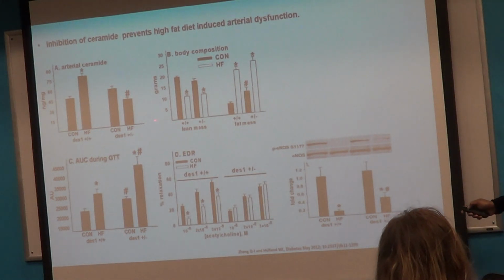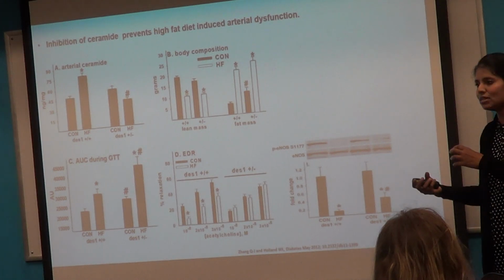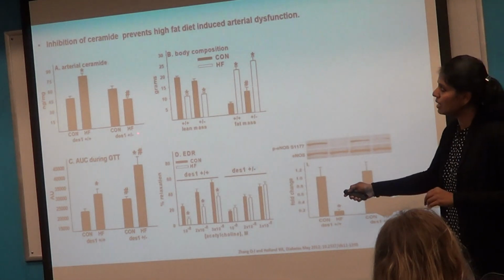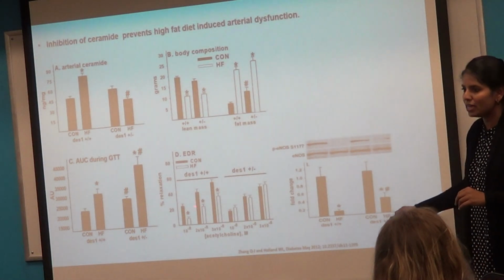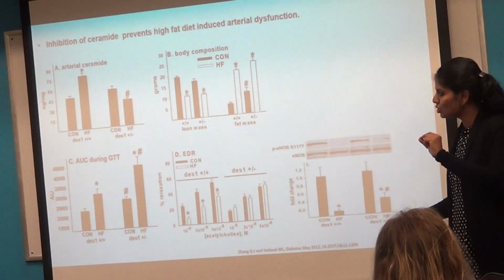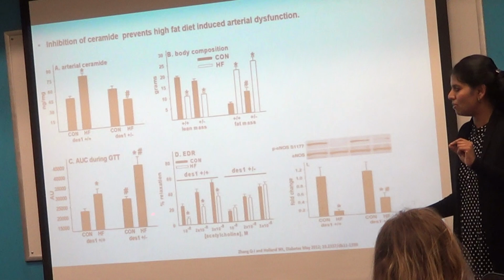But they don't have ceramide accrual because you stop ceramide synthesis. Now you look at vasorelaxation in these mice. Vasorelaxation is an indicator of whether nitric oxide is produced or not. You're trying to link arterial ceramide to eNOS, to see if ceramide is the cause for this lack of eNOS bioavailability.